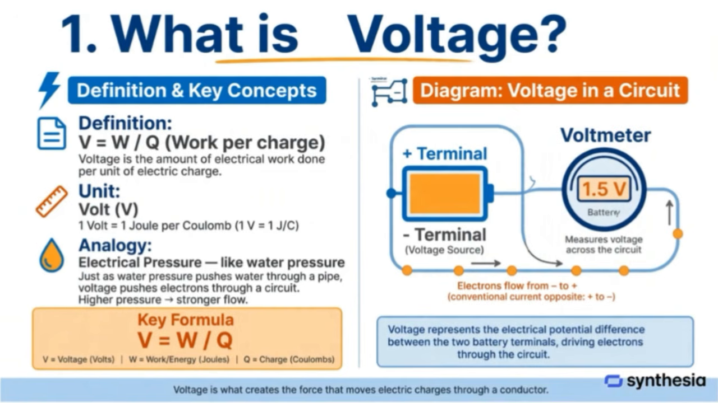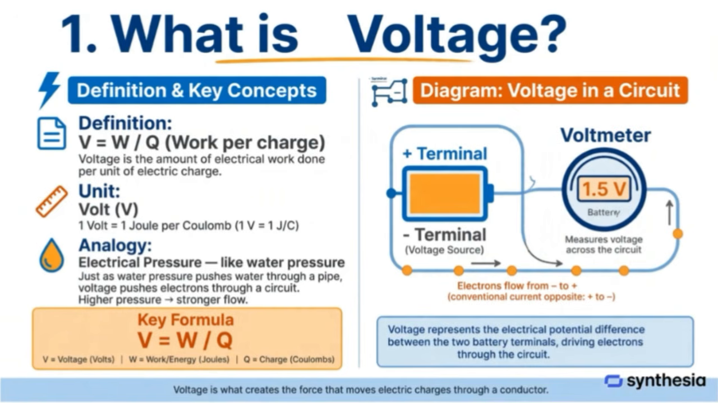Let us think about a water tank. Voltage is just like water pressure. Higher tank means more pressure, that is more push. So a battery or electrical source is like a pump which applies voltage or pressure over electrons and causes current flow.